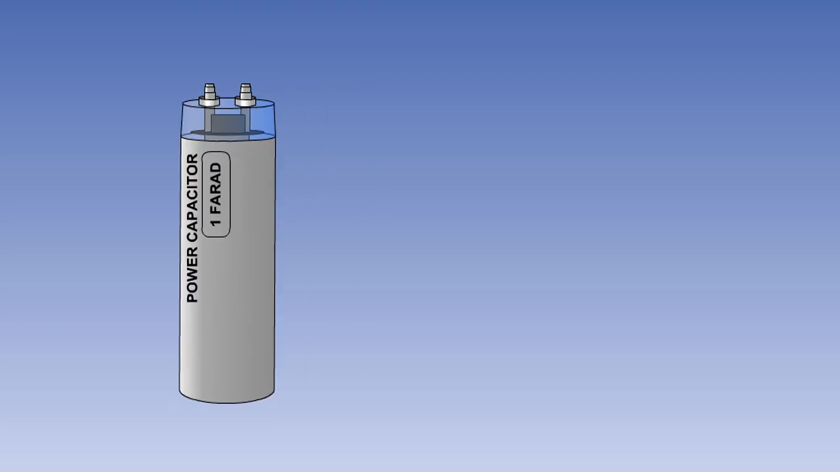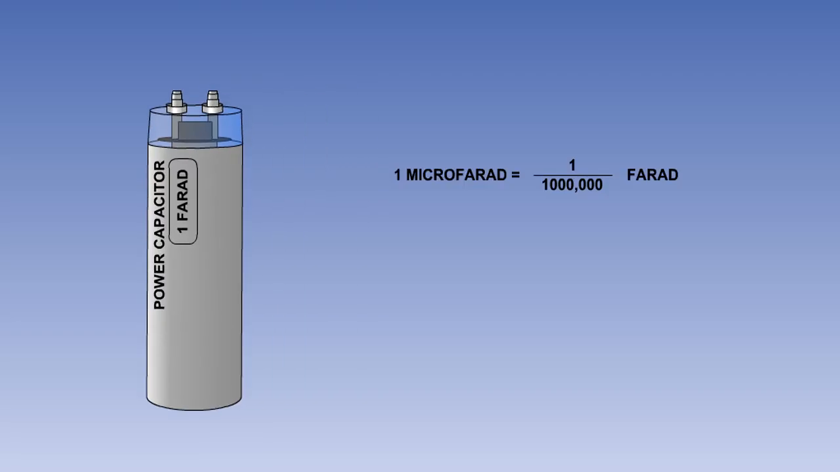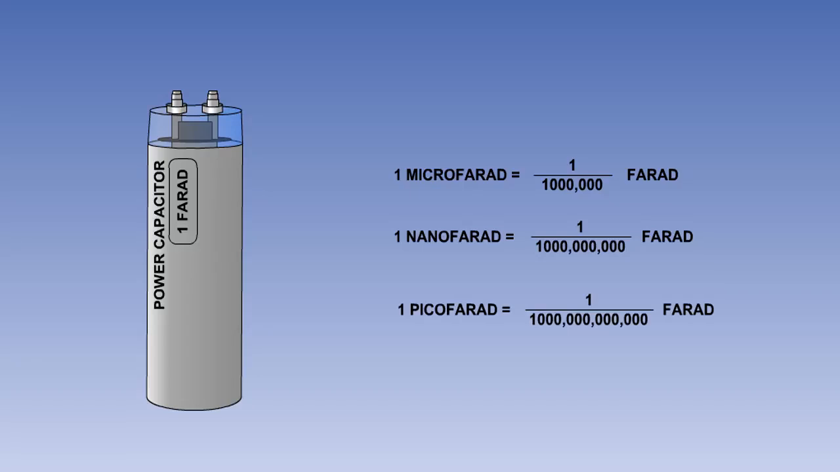The farad is therefore subdivided into smaller, more convenient units. 1 microfarad is 1/millionth of a farad. 1 nanofarad is 1,000th of a millionth of a farad. And 1 picofarad is 1/millionth of a millionth of a farad.